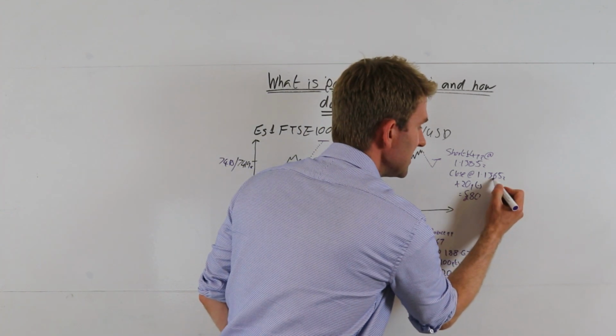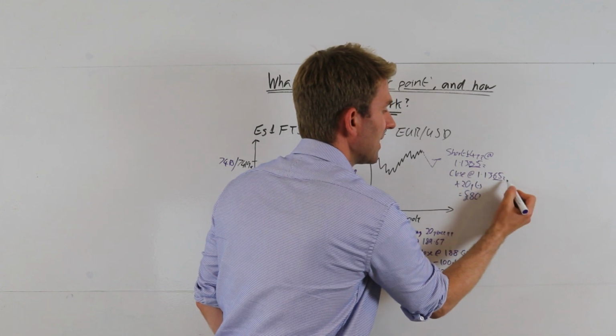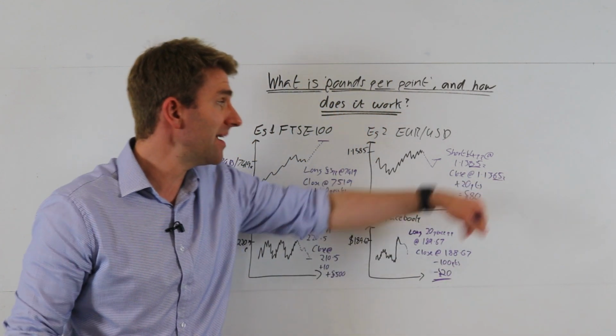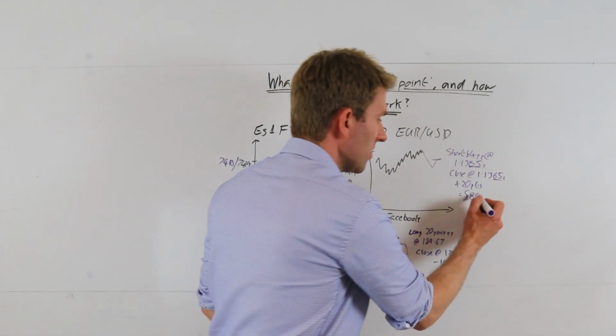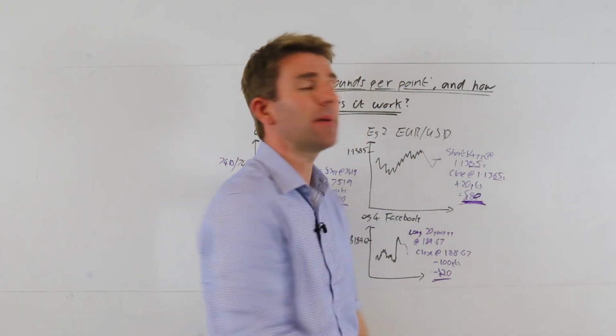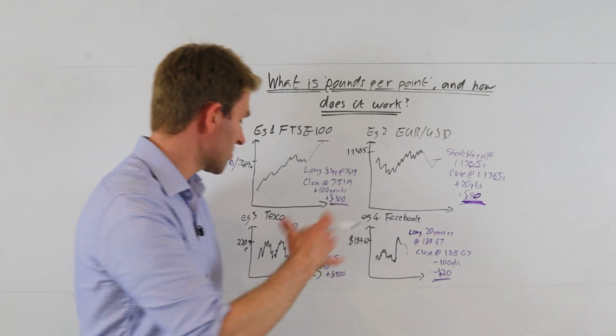Remembering, it's these two numbers here that we're looking at. These are the tenths here. We've made 20 points on here, so it's 20 points times our £4 a point. That's going to be £80 profit. So we would have made £80 on that trade. All right, so let's have a look at some other ones here.